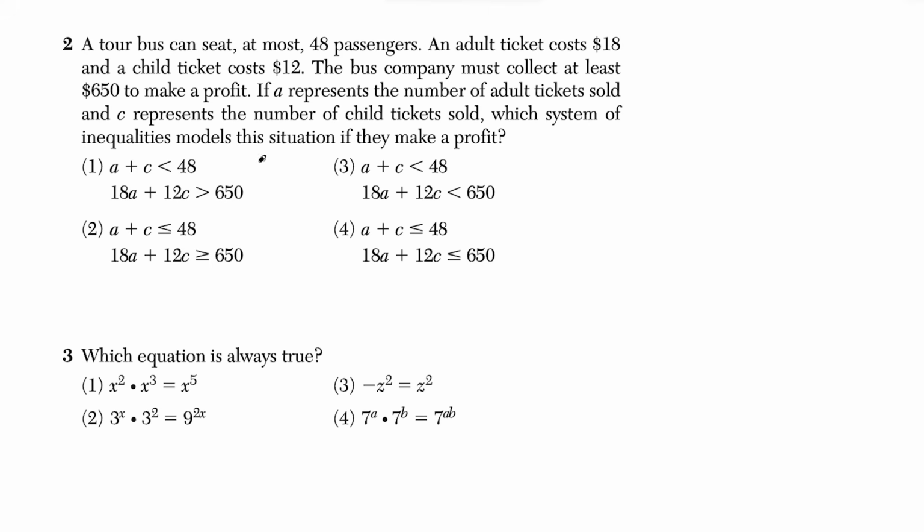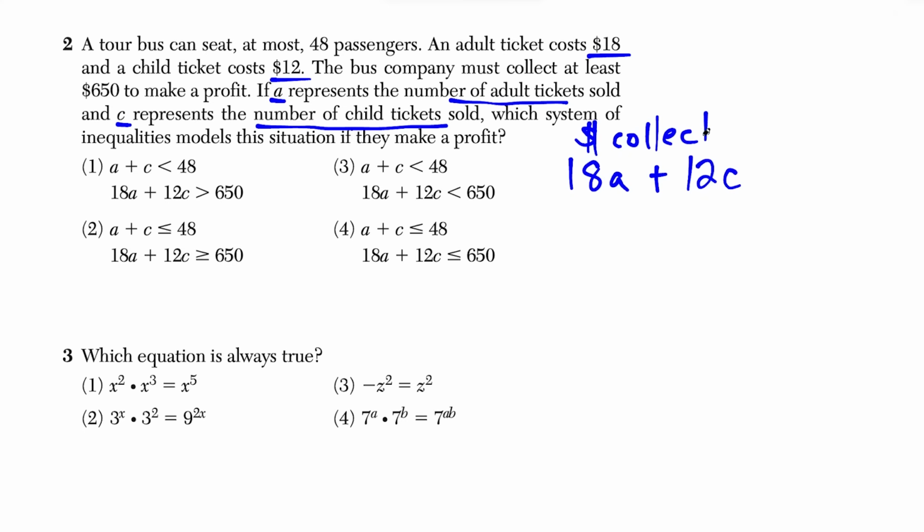So one thing I noticed right away about all the answer choices is that they all have A plus C and they have 18A plus 12C. So 18A represents how much money the bus company makes from selling adult tickets, because the adult tickets are $18 and A is representing the number of adult tickets sold. So that's what the 18A represents. And then 12C represents the amount of money made from selling the kid tickets. The kid tickets are $12 and C represents the number of child tickets sold. So this in total, 18A plus 12C represents the money collected.